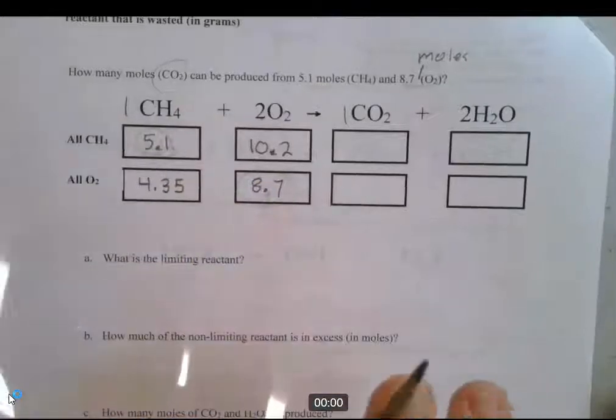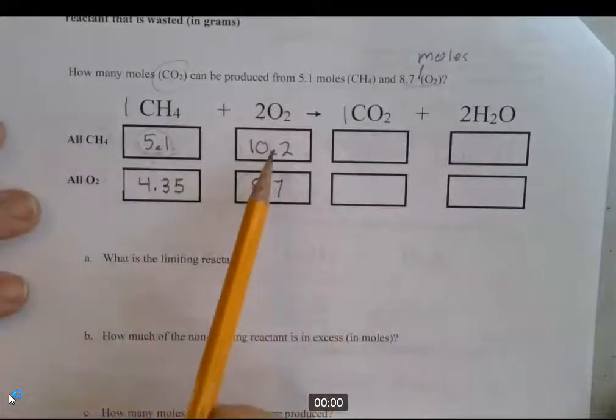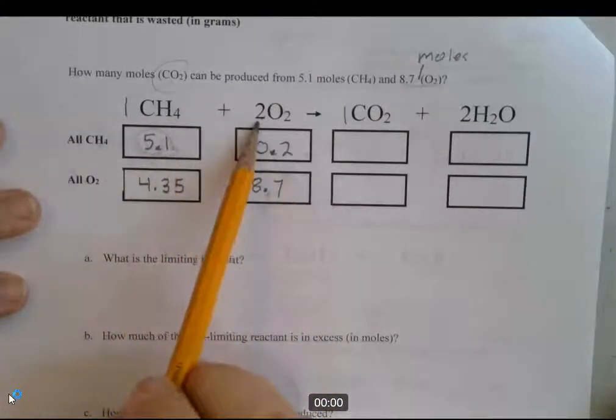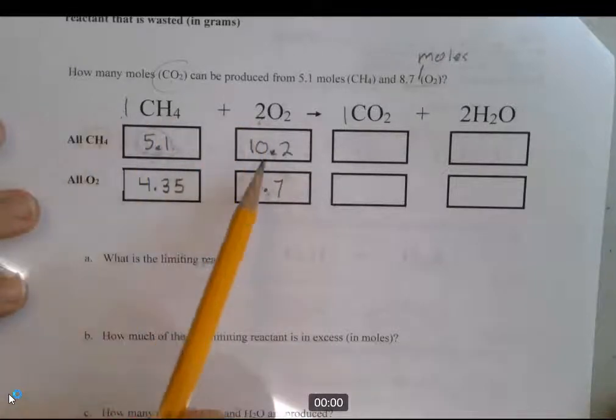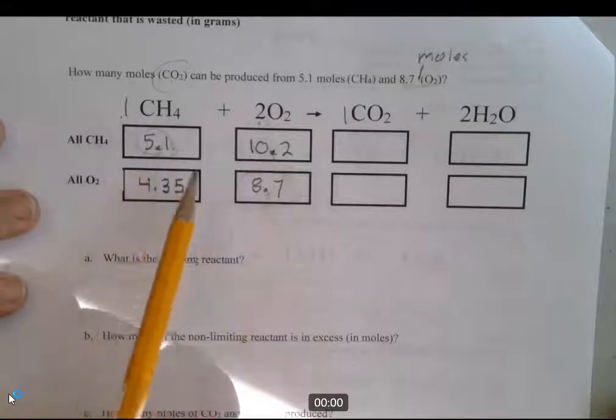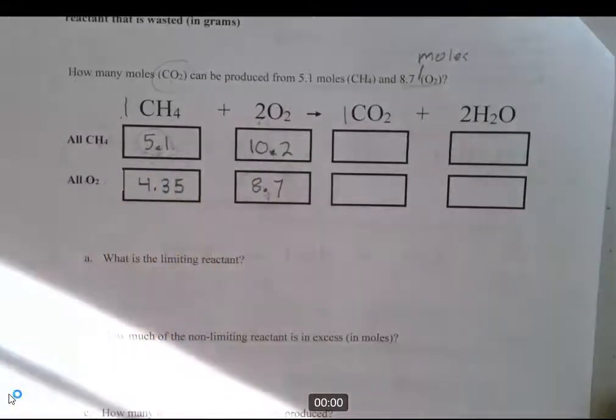So what you want to look for at the end, is there a ratio? Are these ratios the same as this? 2 to 1. This number's twice as big as this number. This number's twice as big as this number. This number's twice as big as that number. That's what you want to look for at the end to see if you did it right.